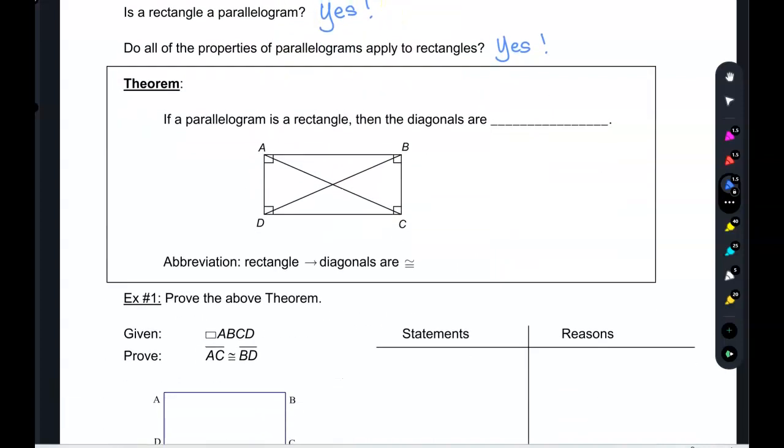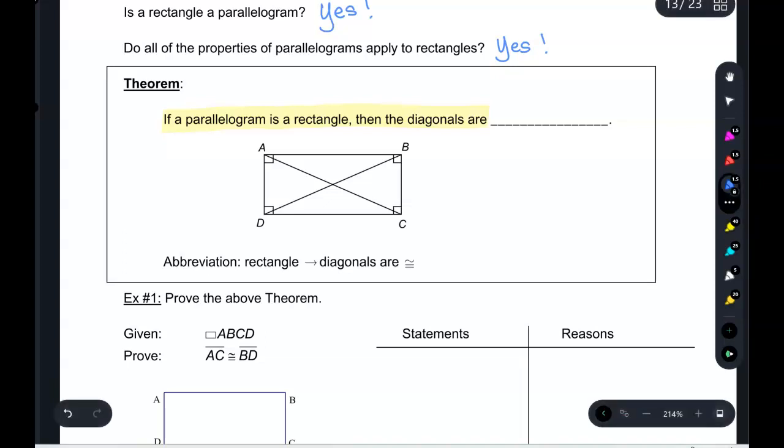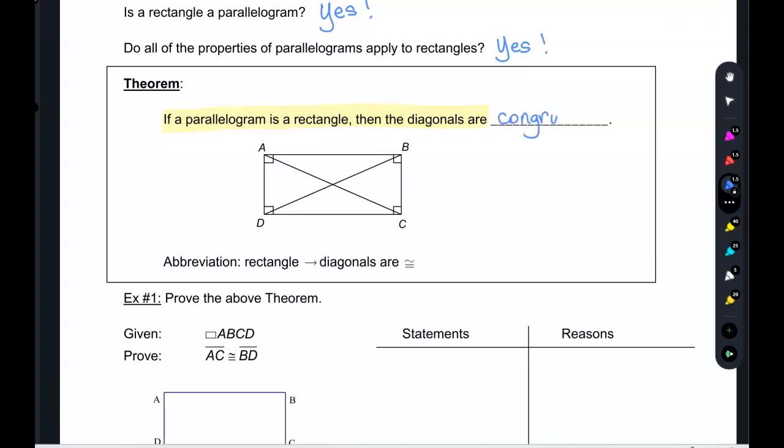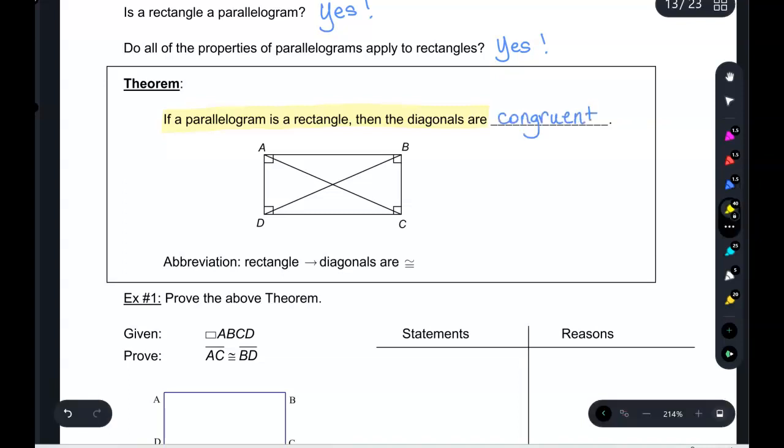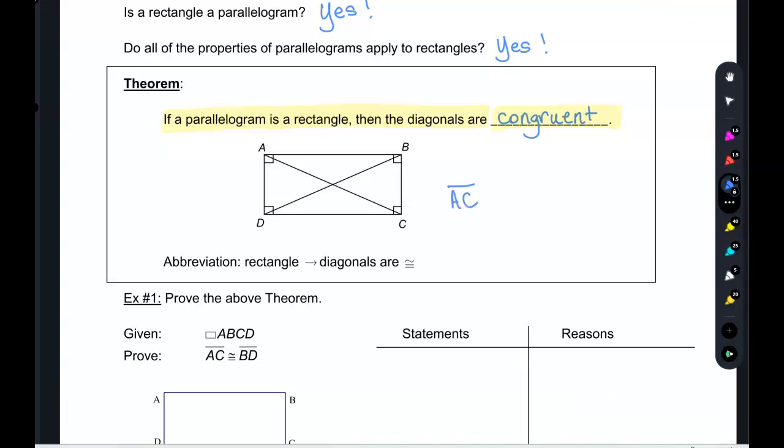We have an additional one that applies just to rectangles. So not only are the diagonals going to bisect each other, what else do we know? What do we think about the diagonals? They have to be congruent. So that means AC has to be congruent to BD.